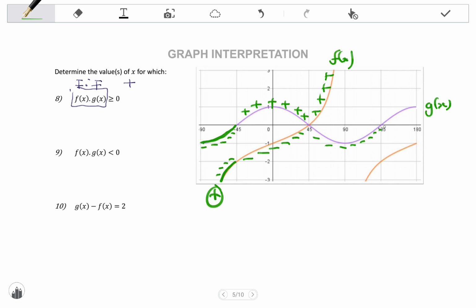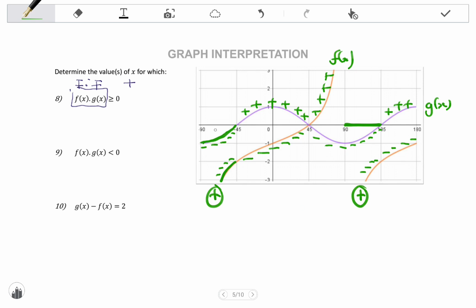After 135 degrees, from 90 to 135, both graphs have negative y coordinates. So negative times a negative gives us a positive product, so we would include these x values. And after 135, the y coordinates of g of x are again positive, while those of f of x are negative. Positive times a negative gives us a negative product. Okay, so we answer in terms of the x coordinates.